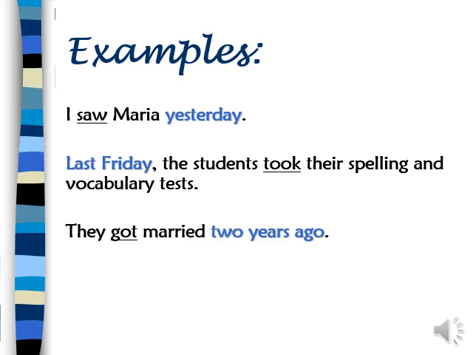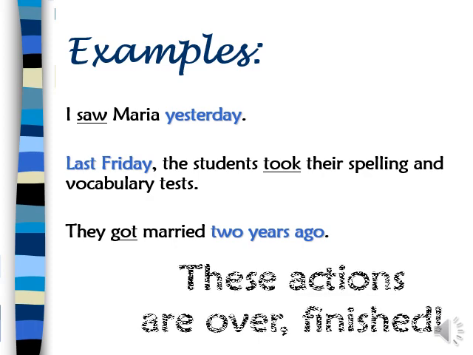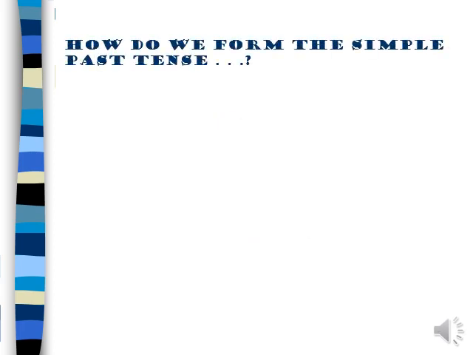They got married 2 years ago. Got. This is the second form of the verb get. And ago is the time expression of the past simple. These actions are over, finished. How do we form the simple past tense?